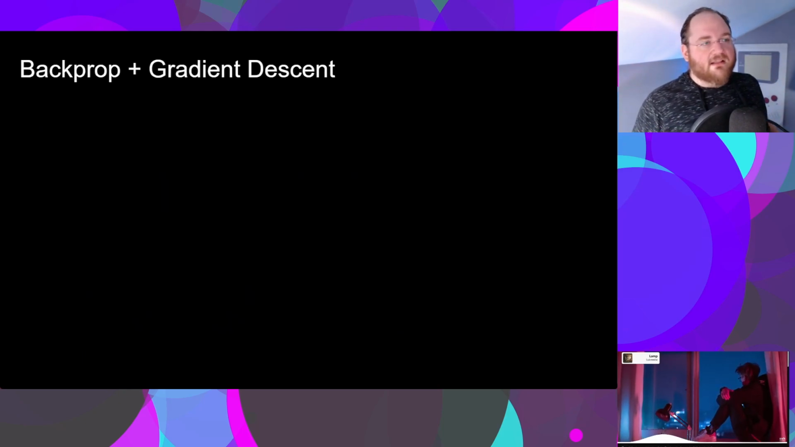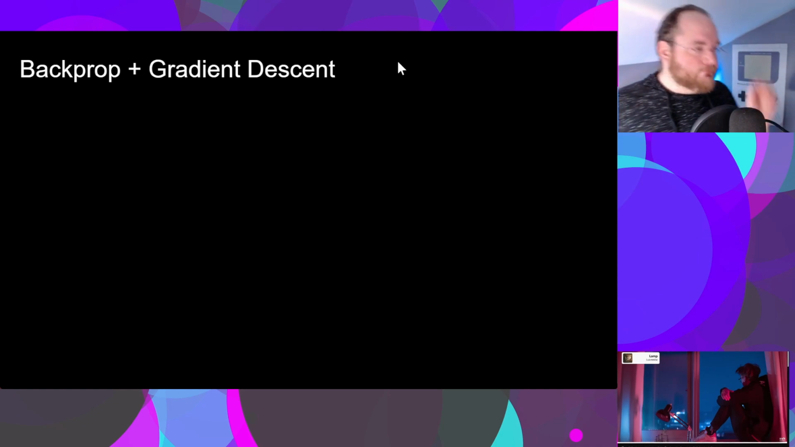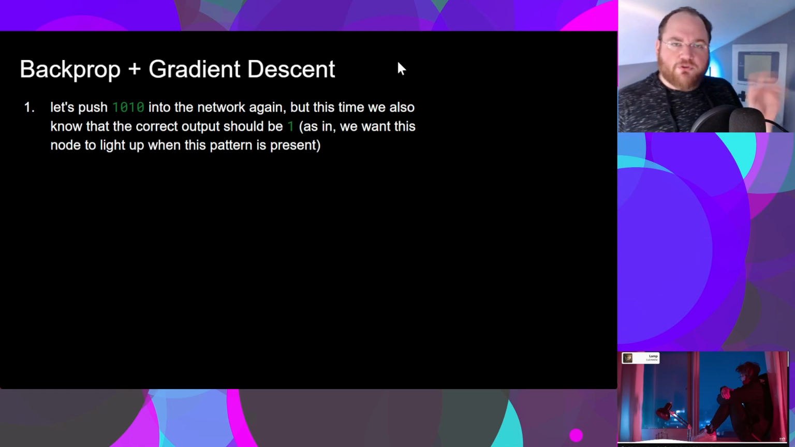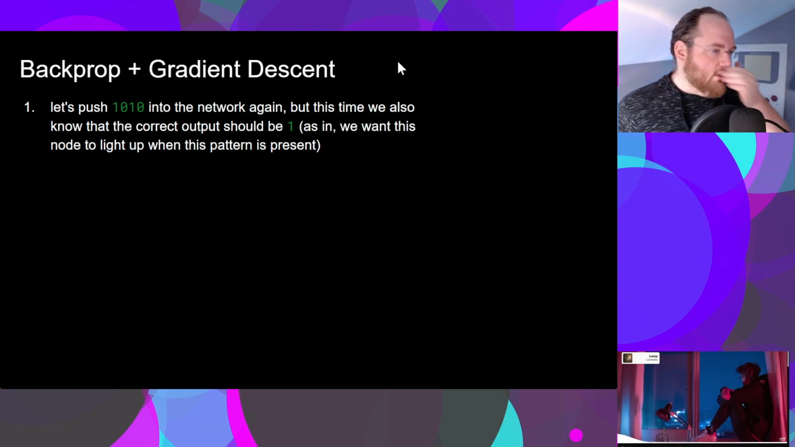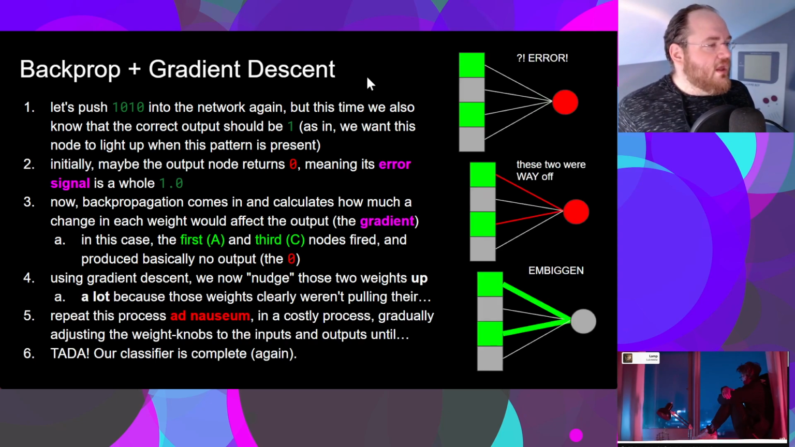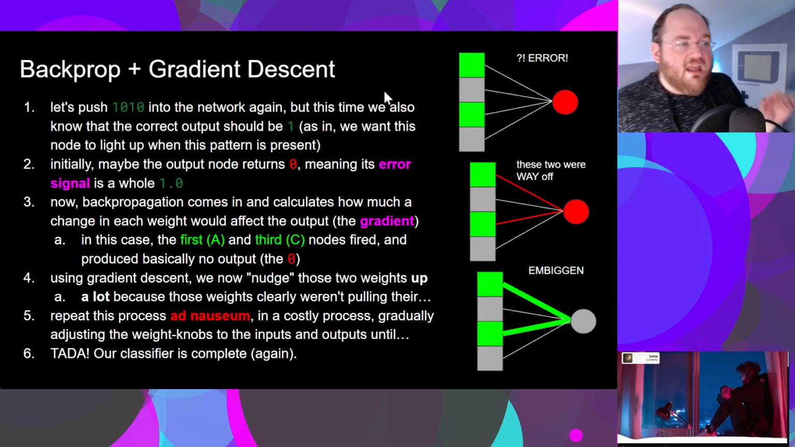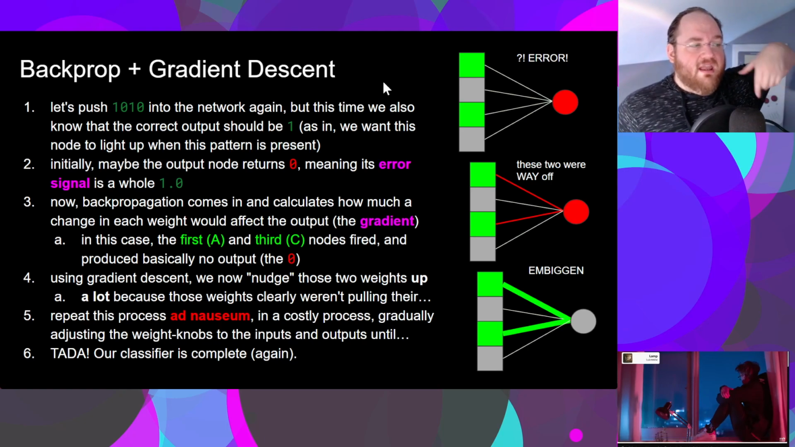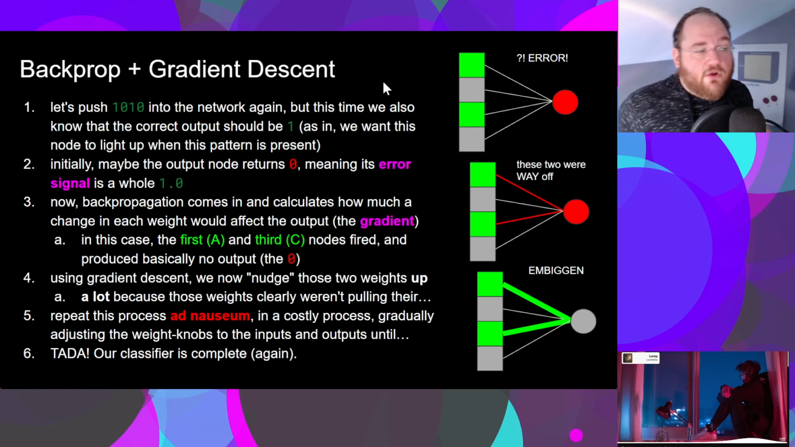So let's do another walkthrough, similar. We're pushing 1010 into the network again, the same little network. You know what, I'm just going to get the whole thing up there because I think the visuals are useful. We push 1010 into the network. This time, we know the correct output should be a 1. Initially, let's say the output node returns a 0.